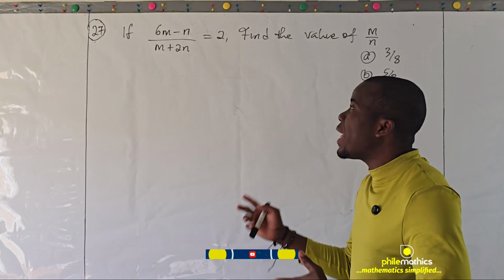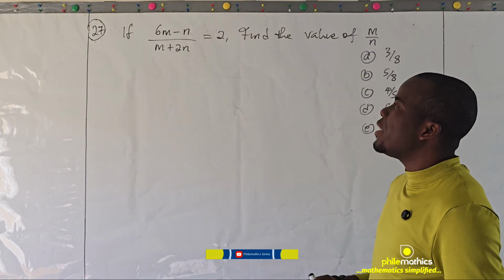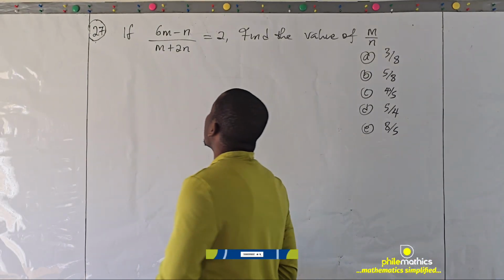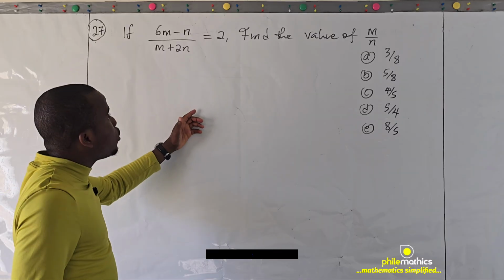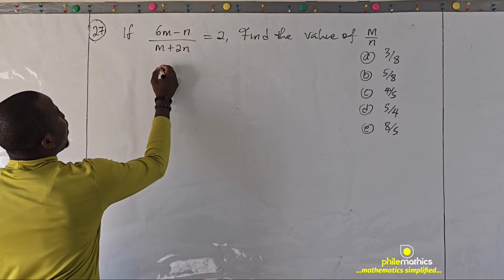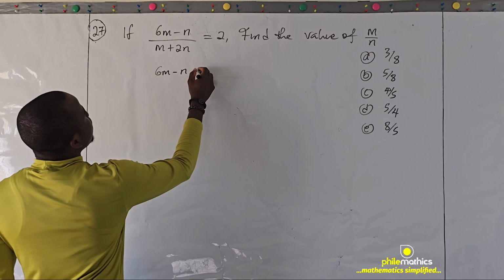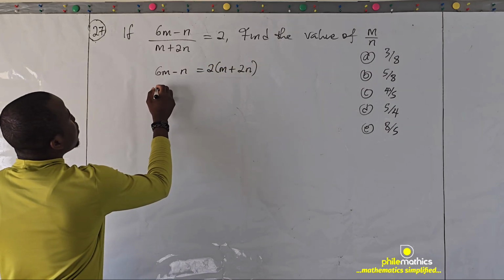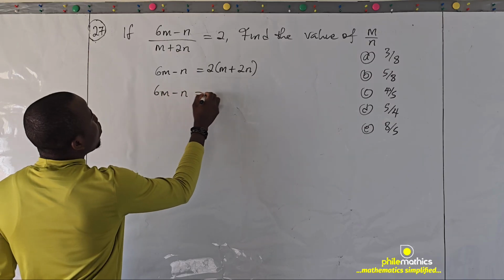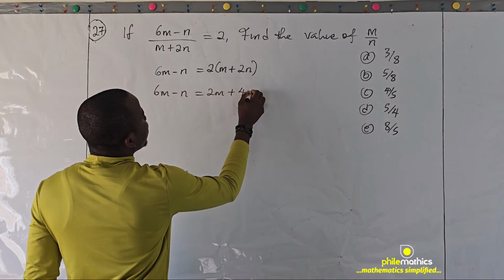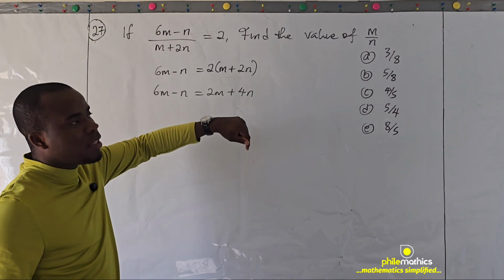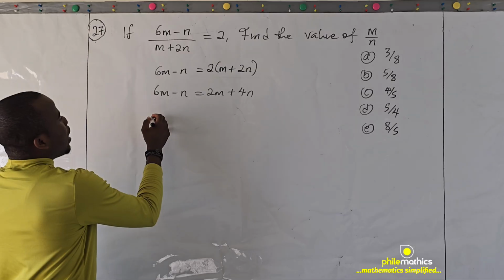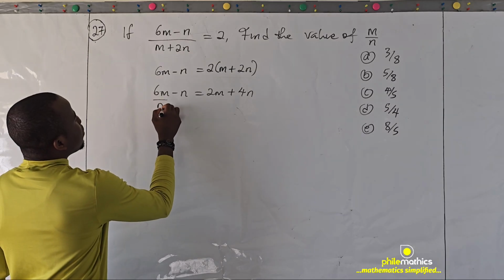If 6m minus n over m plus 2n is 2, find the value of m over n. So there are different ways you can approach this. You can decide to cross multiply. We'll have 6m minus n equals 2 times m plus 2n. So this is 6m minus n equals 2m plus 4n. So since we are looking for m over n, it is wise to divide through by n.